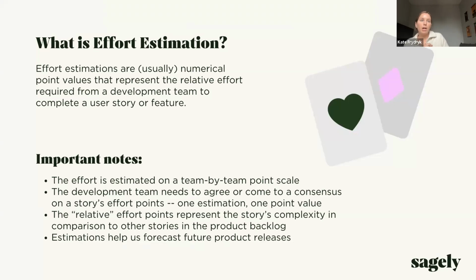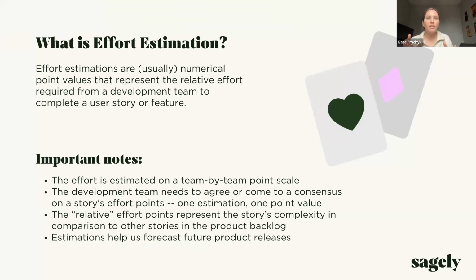The one other important part is that we need to come to a consensus when doing pointing and estimations. So if one person dissents or has a different opinion, we'll have to discuss it until we all come to a consensus and agree on a story or a feature's value.